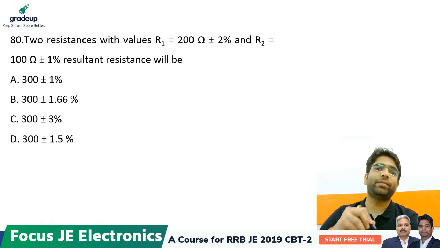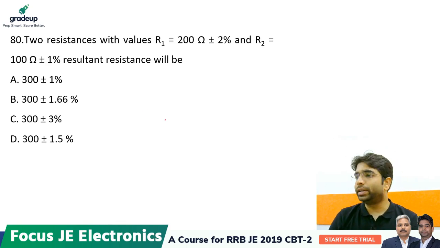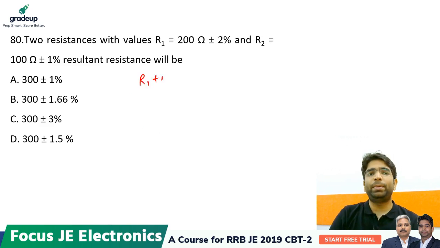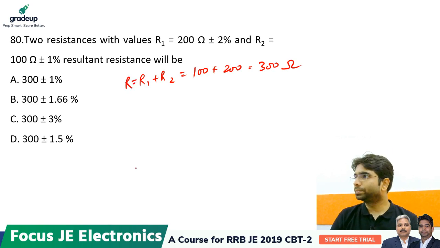Two resistors with the values R1 and R2, then what will be the resultant? R1 plus R2 is 100 plus 200 equals 300 ohms. This is R. My dear friends, what will be the combined limiting error of it?